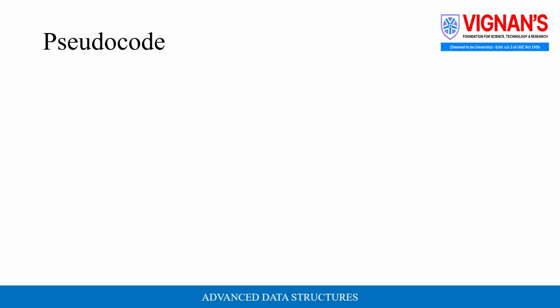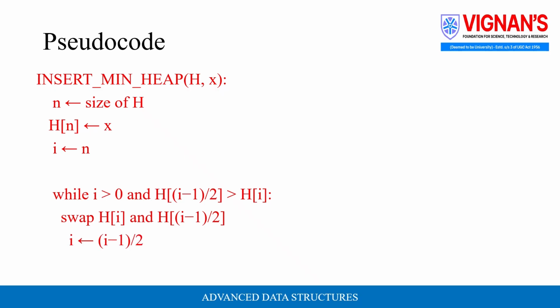Now, let us understand the pseudocode for inserting an element into a min heap. The algorithm is called insert min heap, and it takes two inputs: the heap array H and the element X to be inserted. First, n is set to the size of the heap. Next, the new element X is placed at index n of the heap array. Then, I is set to n, which represents the index of the newly inserted element.